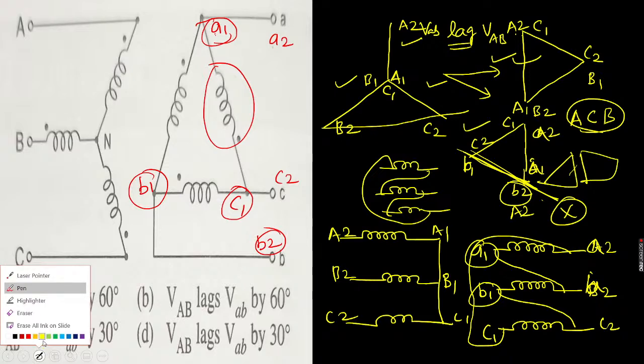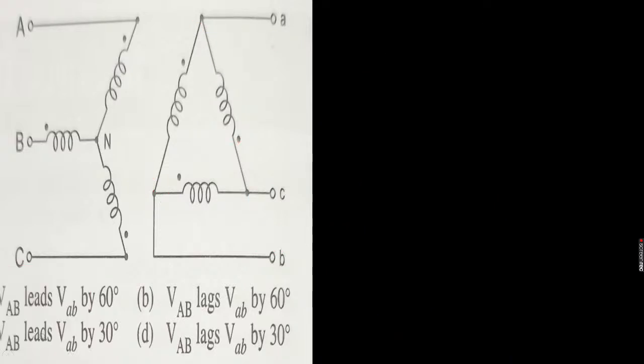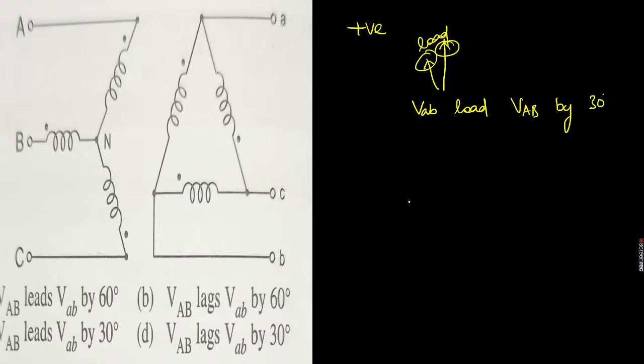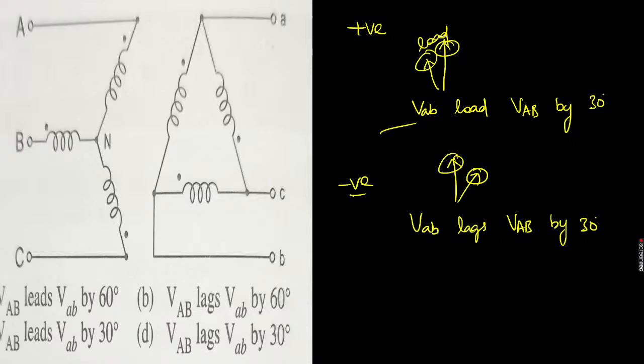So finally, let me come to the conclusion. See, the first case: when we are considering the positive group, what we got was leading. Secondary leads the primary. Secondary, small VAB, leads capital VAB by 30 degrees. If you go to the second case, what will happen? This is primary, this is secondary. Secondary lags primary by 30 degrees. That's all. That is the case number 1. This is for positive sequence, this is for negative sequence.